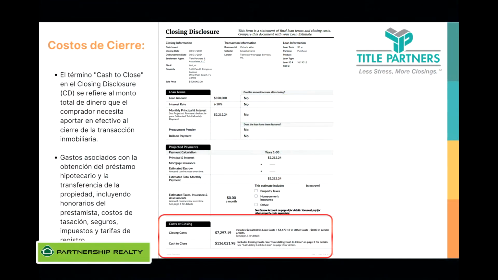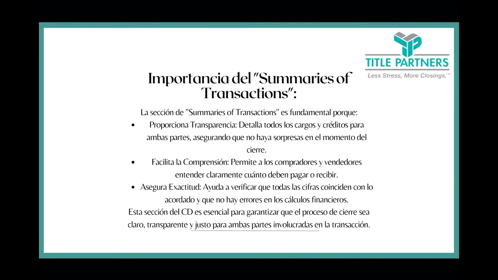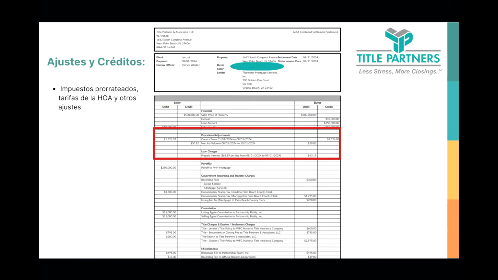All right, you guys know the differences between CDs, HUDs, and ALTAs, correct? Okay. CDs are for the mortgage, for the lenders. ALTAs are for both, and then HUDs are for cash transactions. So we'll go over here. Where would I find this? These are my PowerPoints, but I could give you the PowerPoint if you'd like.